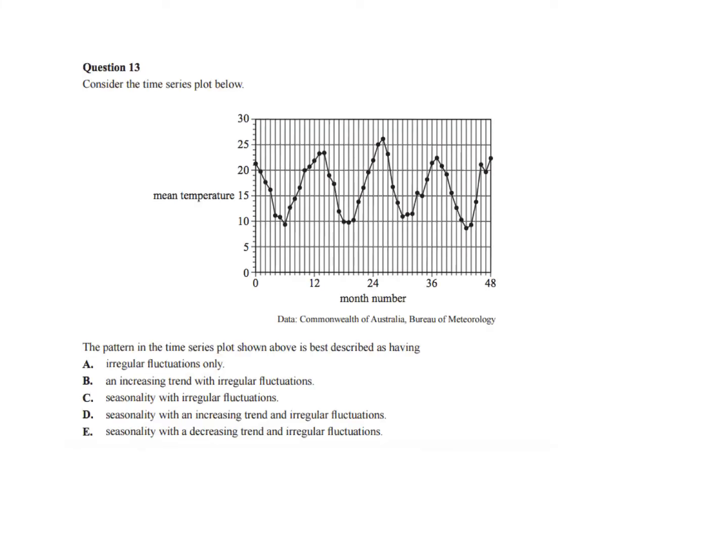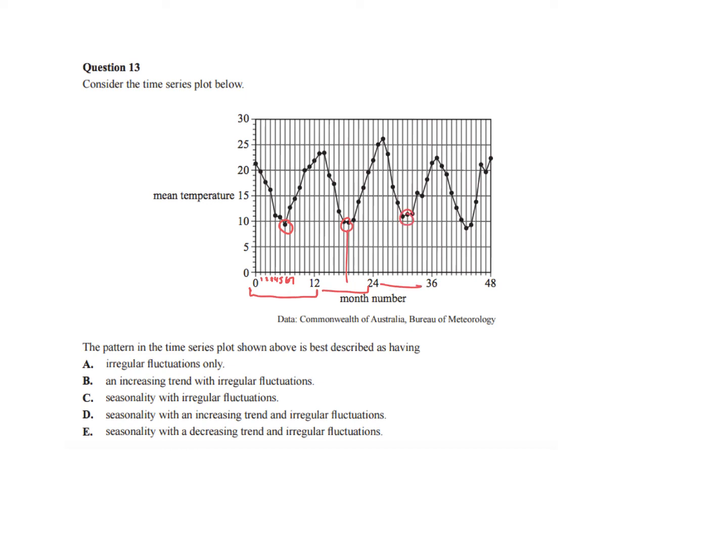All right, here's an exam question. Consider the time series below. The pattern in the time series plot shown above is best described as having. I just want to bring your attention, these are talking about months. If you look here, you go 1, 2, 3, 4, 5, 6, 7. So it dropped at 6. Say that's 1 year, but can you see it dropped again after 6 months when you went into the new year, and then it dropped again.